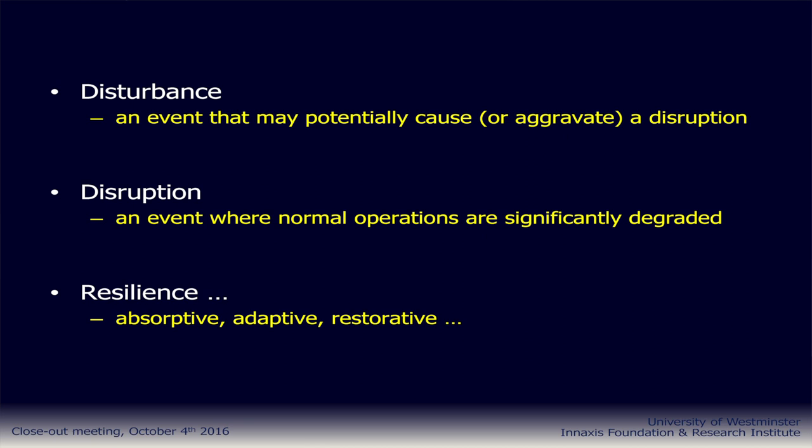We define disturbance as something which could cause disruption. You might have a disturbance which doesn't cause disruption, for example, because it's absorbed by an airline buffer. A disruption is where you actually have some upsetting of normal operations. They're significantly degraded. And we have a number of definitions we've explored during the course of the project of resilience.